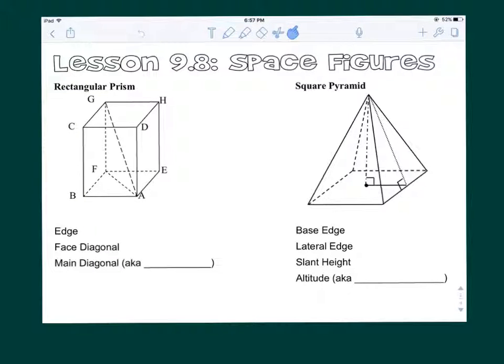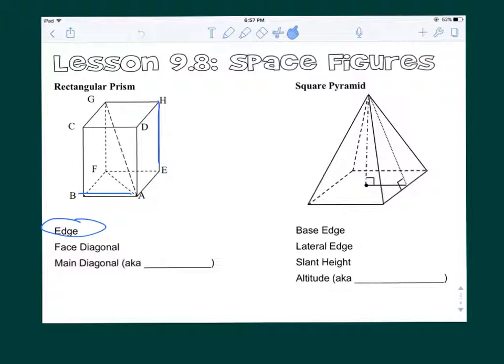For section 9.8, once you have the vocabulary down, then it's just applying the Pythagorean theorem wherever you get the chance. So let's color code some of this vocabulary. An edge would be something like AB or something like HE, where two of the rectangles meet each other in this rectangular prism.